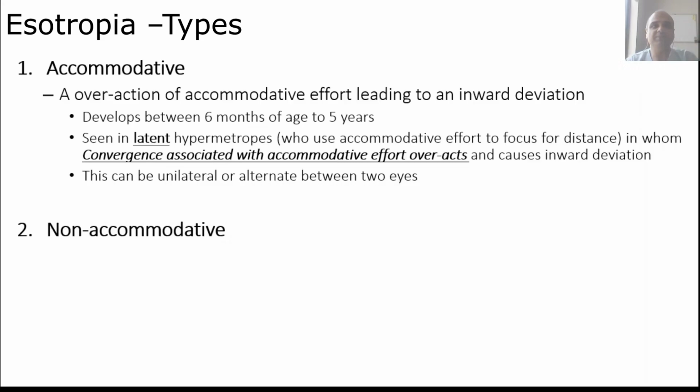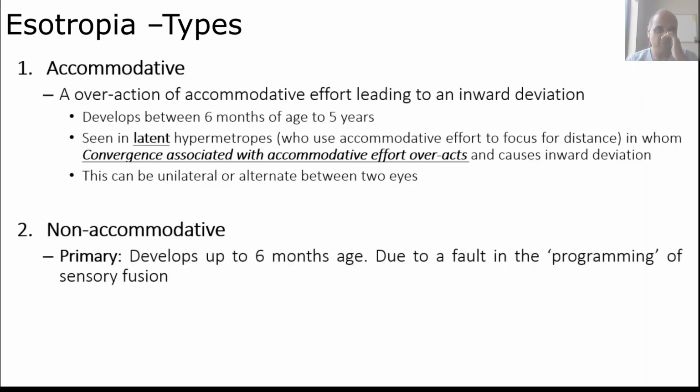Non-accommodative is much simpler to understand. It usually develops from birth up to 6 months of age, the primary form, and it's just bad sensory fusion.